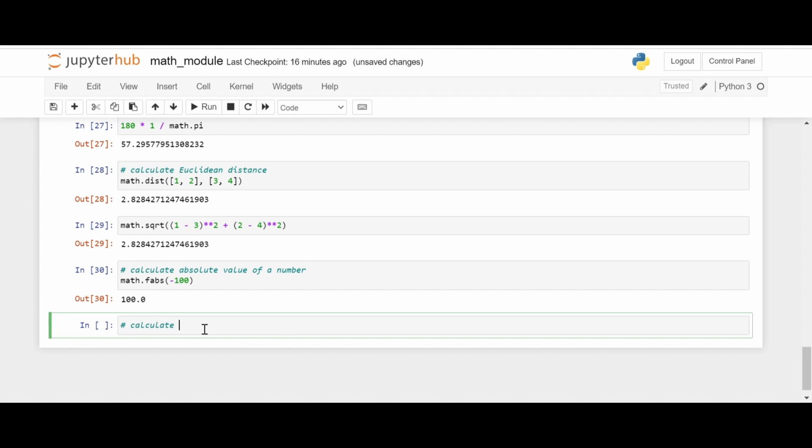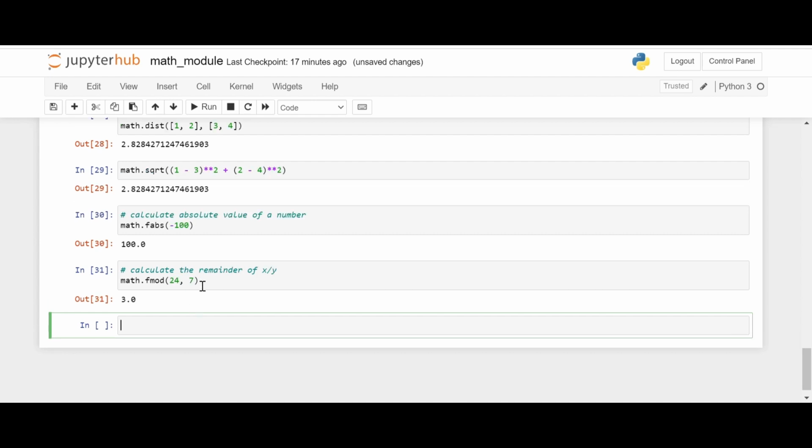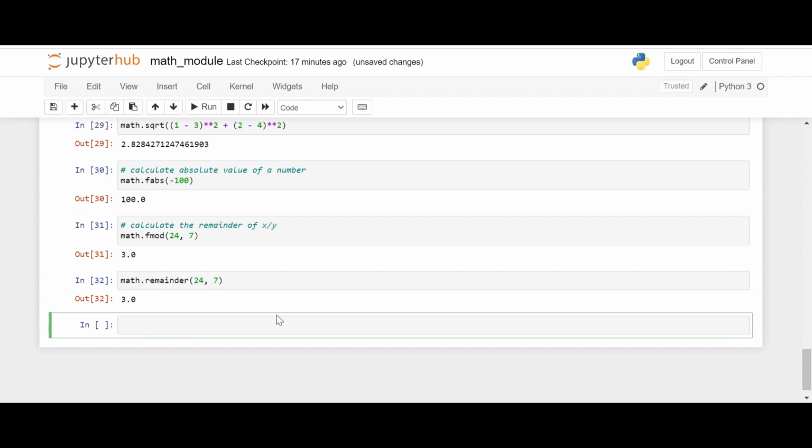Now calculate the remainder of a division operation. So math.fmod of 24 and 7. So we get 3 as remainder. 3 times 7 is 21 and 24 minus 21 is 3. This can be done by the remainder option as well. So we get the same output.